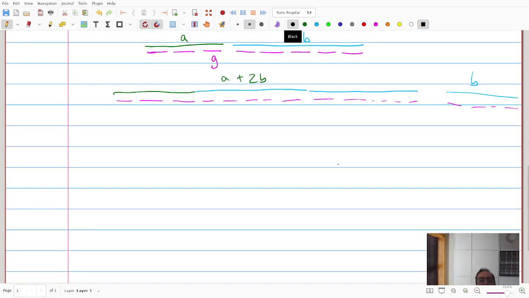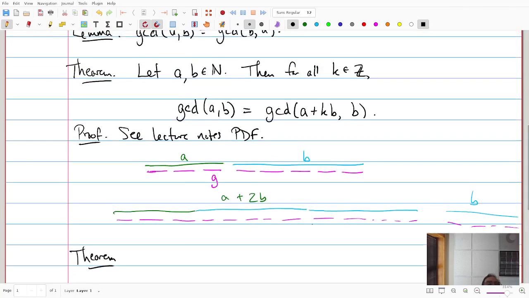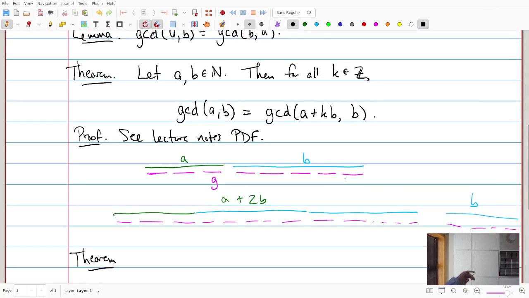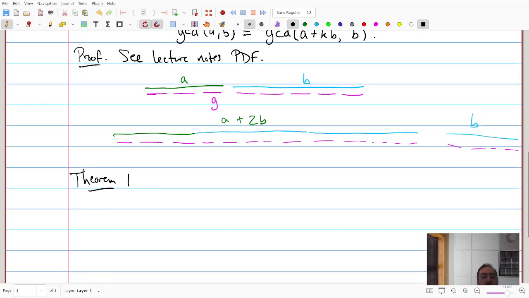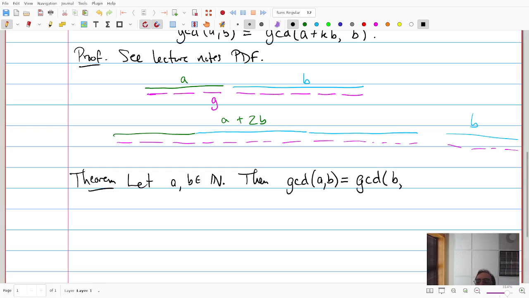Cool. And then here's one more theorem. And then we're just going to be able to put these 3 theorems together to directly write down what the Euclidean algorithm is. Okay. So this theorem says let A and B be natural numbers. Then GCD of A and B equals GCD of B, comma, A mod B.